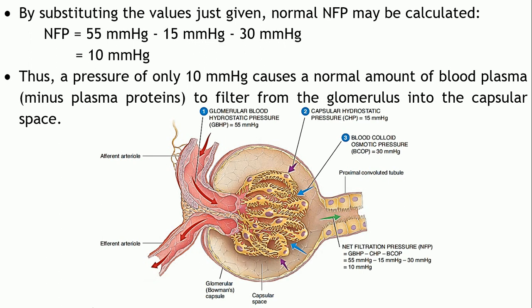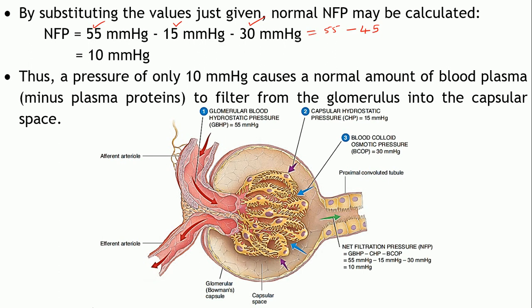By substituting the values, we have seen that the glomerular blood hydrostatic pressure, how much is it? It is 55. So 55 mmHg minus the capsular hydrostatic pressure, how much is it? That is 15 mmHg minus the blood colloid osmotic pressure, which is again opposing. So you are deducting it. So what is it? 30 mmHg. So what will be the net filtration pressure? It is 55 minus 45, right?